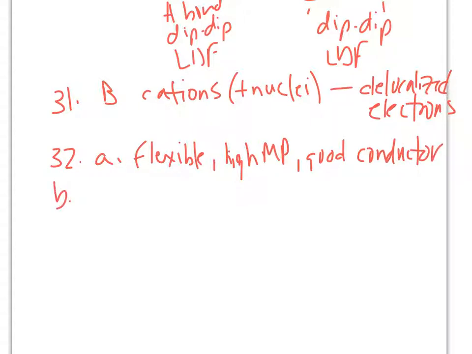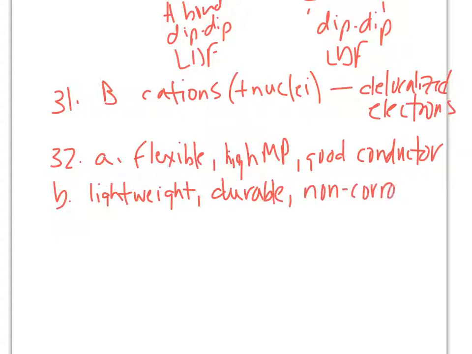B wants to know, what properties make it good for aircraft body work? Well, again, it's lightweight. That's definitely a bonus with aircraft. It's durable. Doesn't wear off easily. And it's non-corrosive. Aluminum is not quick to react with things in the environment typically.